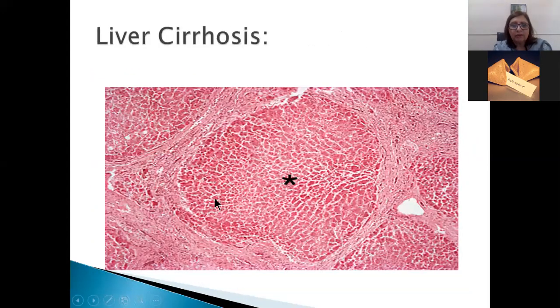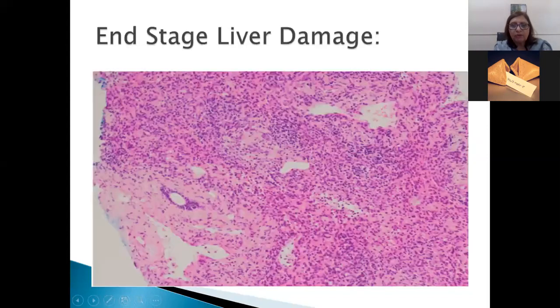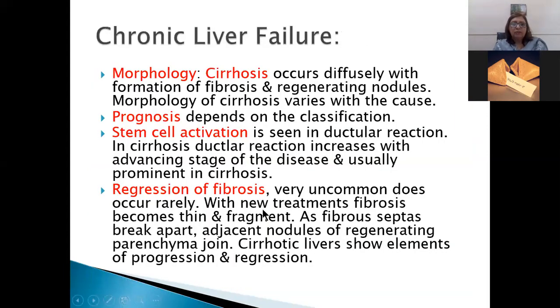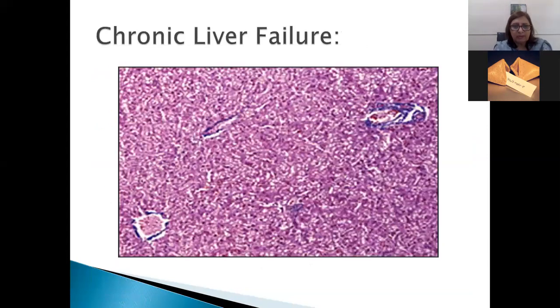This is the cirrhotic liver. You can see broad bands of fibrous tissue, and they are surrounding the lobule of the liver. Now you do not see any portal tract which you were seeing in the normal liver, and they are not thin septa. Because of this, the blood flow is going to be obstructed in the liver. So regression of fibrosis is very uncommon. Sometimes it does occur with new treatment, then these nodules can join together. So in cirrhotic liver, you can see both progression and regression of fibrosis.